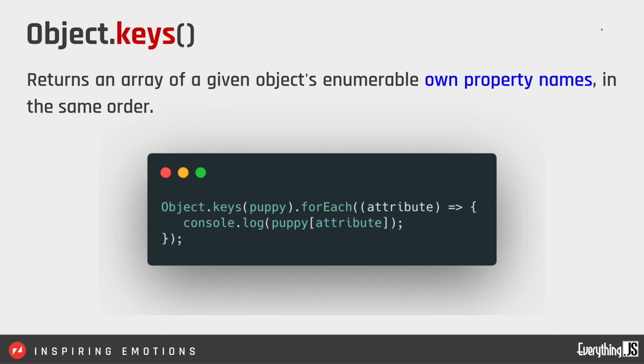If there are parent prototype properties, they will not be printed here, because Object.keys only prints the object's own properties. So Object.keys will extract only the keys defined in that object. It won't go through all the parent prototypes. So here is the previous output again.